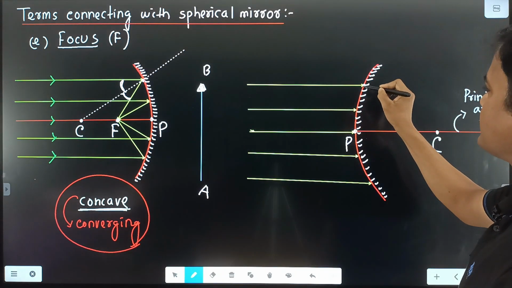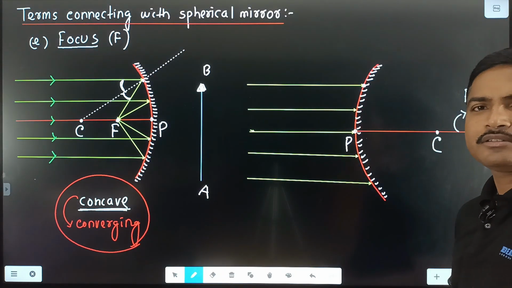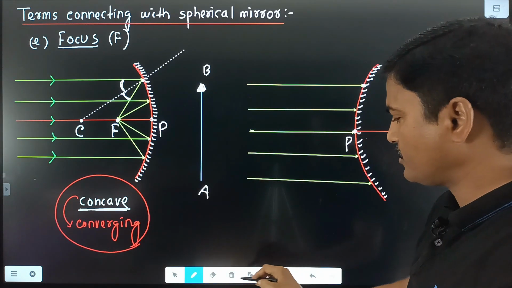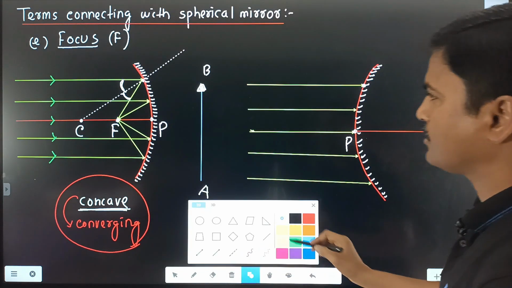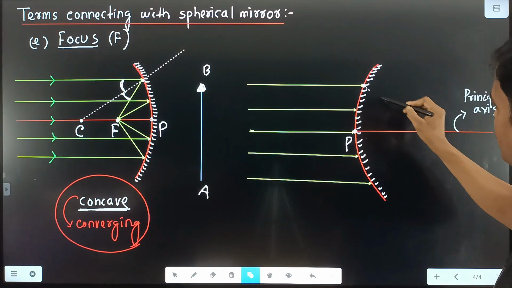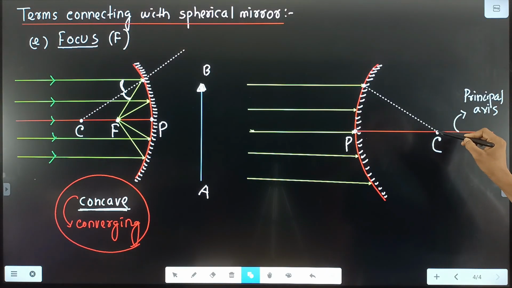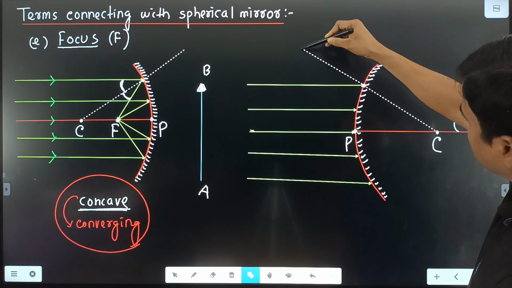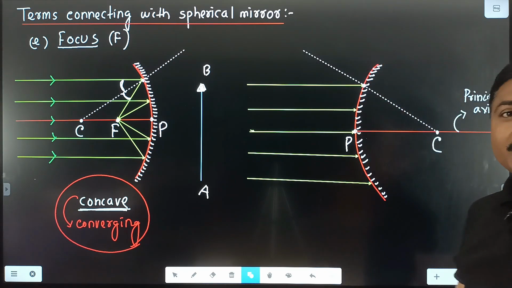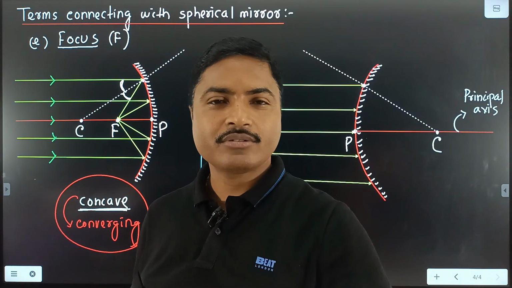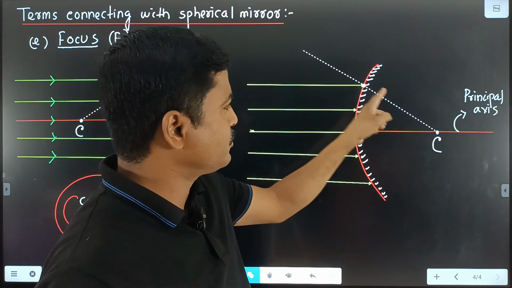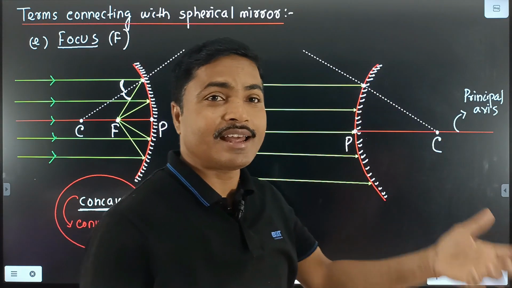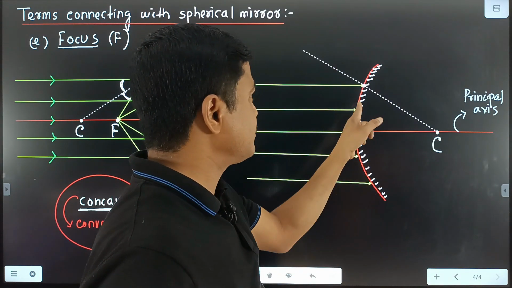This is the point of incidence. First we draw the normal to the spherical mirror at this point. This is the normal, and you know the normal is passing through the center of curvature. This is the normal, because the radius is always perpendicular to the surface, making an angle of 90 degrees, and this is also the radius, from this point to this point.